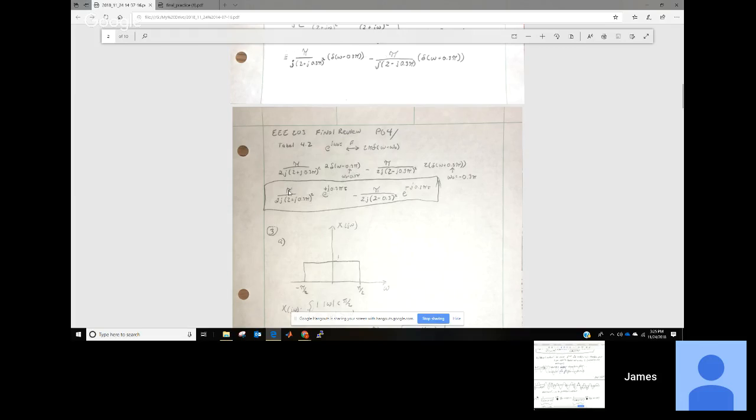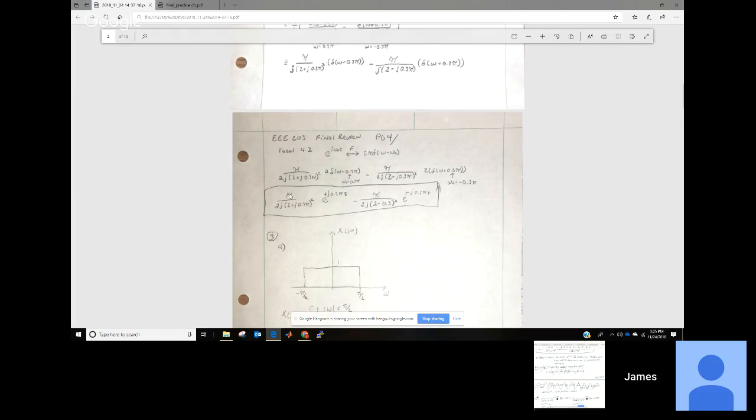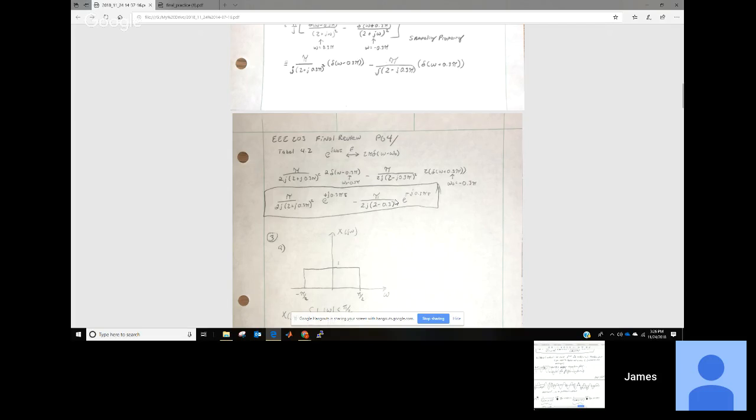So it becomes 1 over 2j times 2 plus j 0.3 pi squared times e to the j 0.3 pi t, minus 1 over 2j times 2 minus j 0.3 pi, there should be a pi there, squared, times e to the negative j 0.3 pi t.